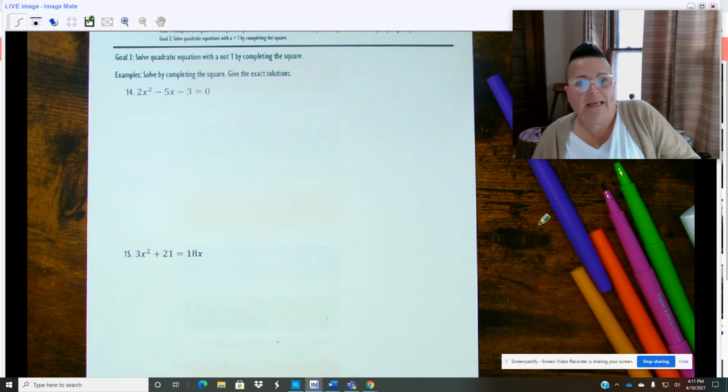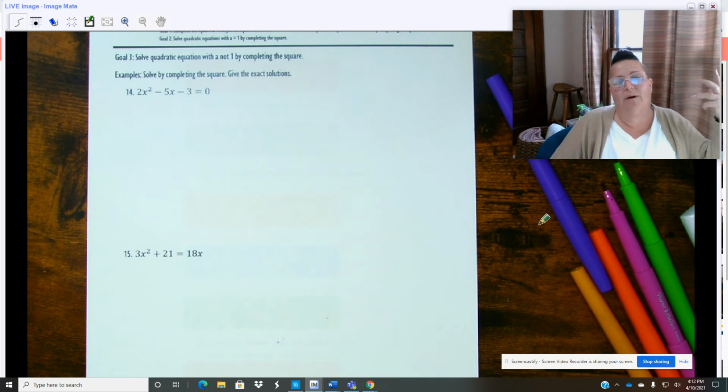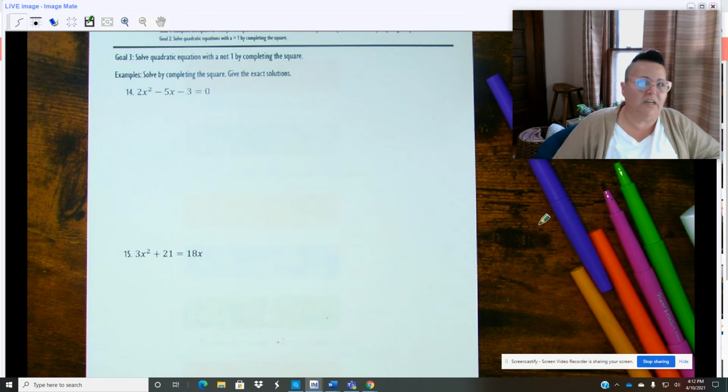Okay. Kicking it up one last little bit. And the last little bit that I'm doing here is what happens when you have a quadratic equation that doesn't start with just an x squared, but rather has like a 2x squared. And I'm going to show you how to do this one. Full disclosure, this one is challenging. So here's what we're going to do.